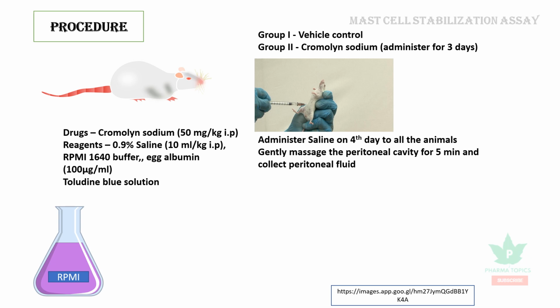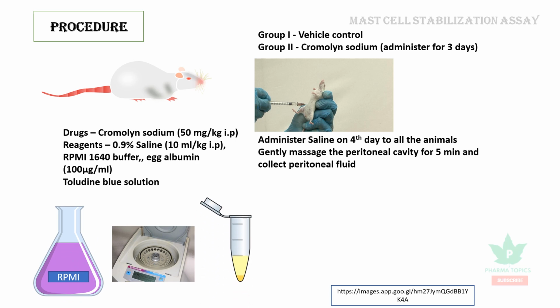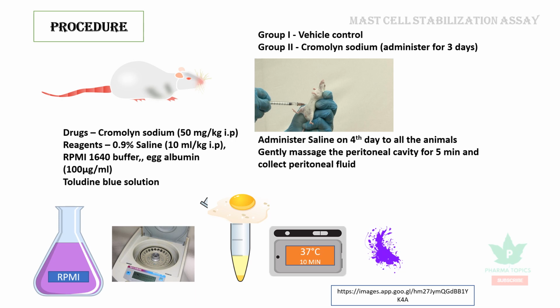It is collected in a solution containing RPMI buffer. Then the solution is centrifuged. The supernatant is discarded, and the cells are collected. Egg albumin is added to it, and then the mixture is incubated at 37 degrees for 10 minutes. Then the dye orthotoluidine blue solution is added, and the cells are visualized for degranulation, or intact cells can be visualized with the help of a microscope.